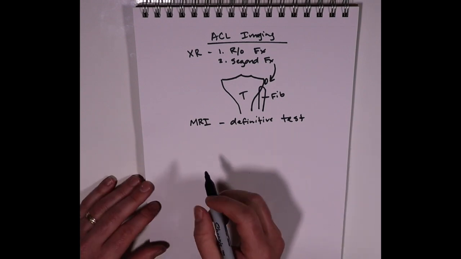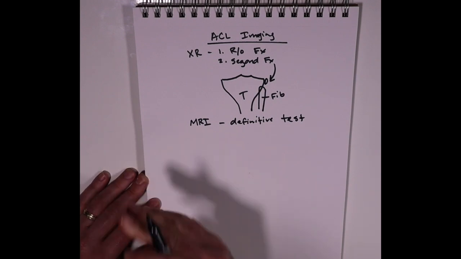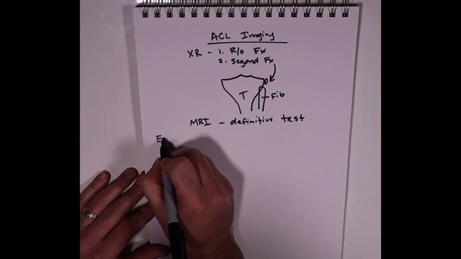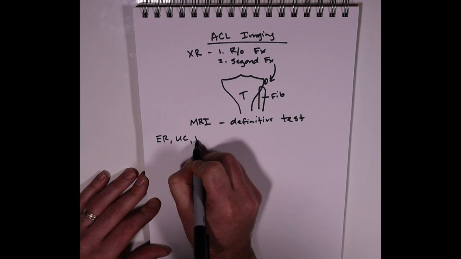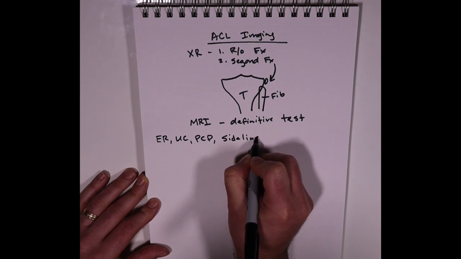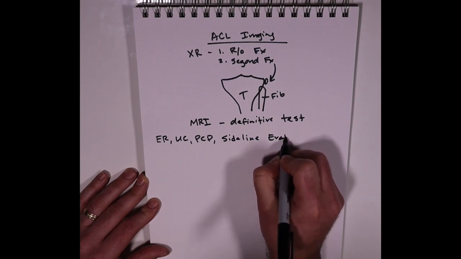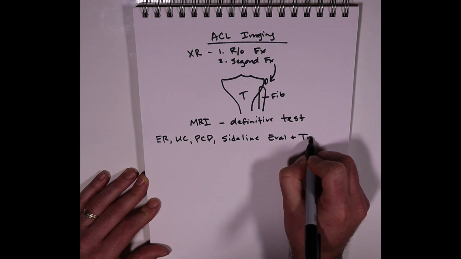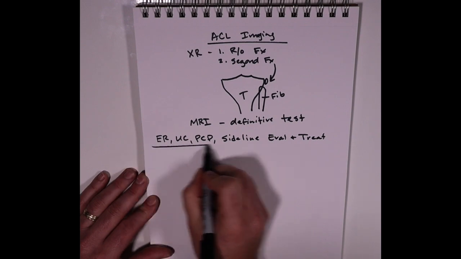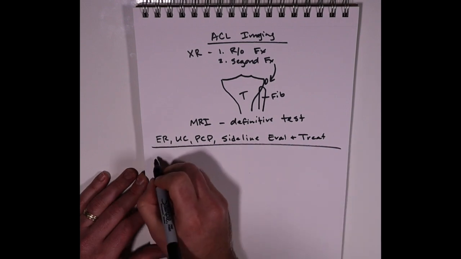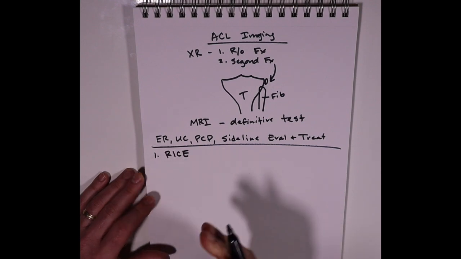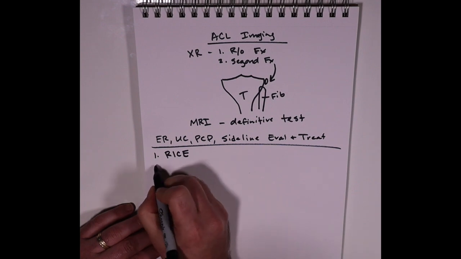But before we get to that point, and this is really the main reason why I'm doing these, is for our ER, urgent care, PCP, and sideline evaluation and treatment. So the evaluation is all the same to this point, but the initial treatment in these settings, first thing is you're treating the symptoms with RICE. Okay, rest, ice, compression, elevation.